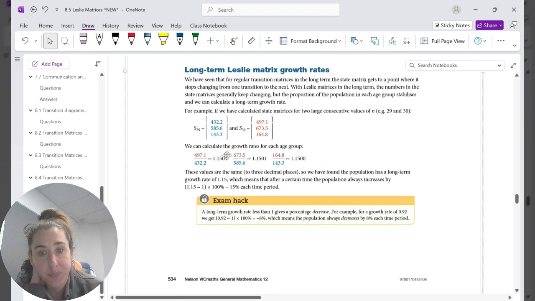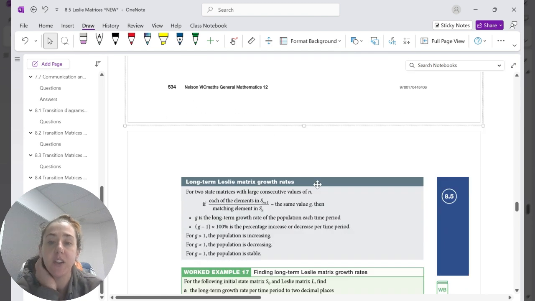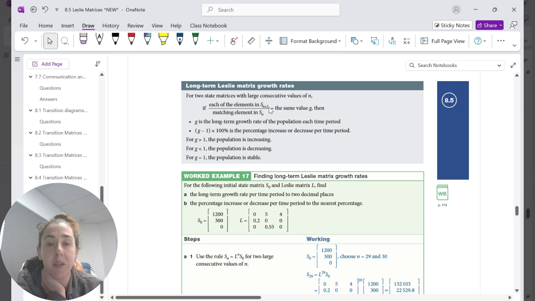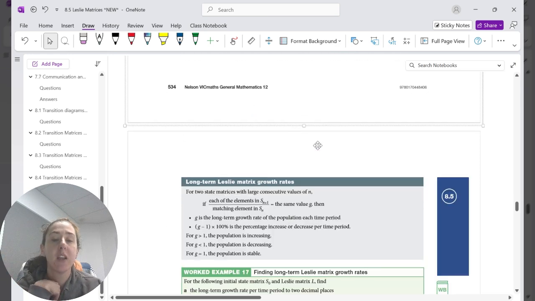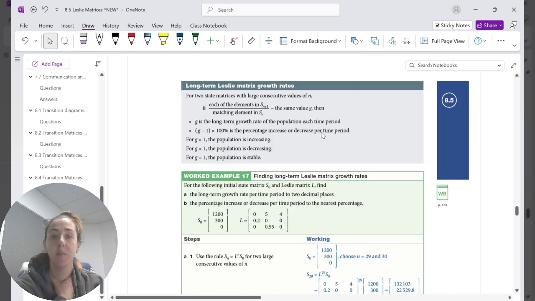So up here, we've got this value over this value, this value over this value, this value over this value. We're talking about S(n+1), the next number over the previous number. If it's the same value, then G is the long-term growth rate of the population. So each of these G is the same. So we've got the long-term growth rate of the population for each time period.